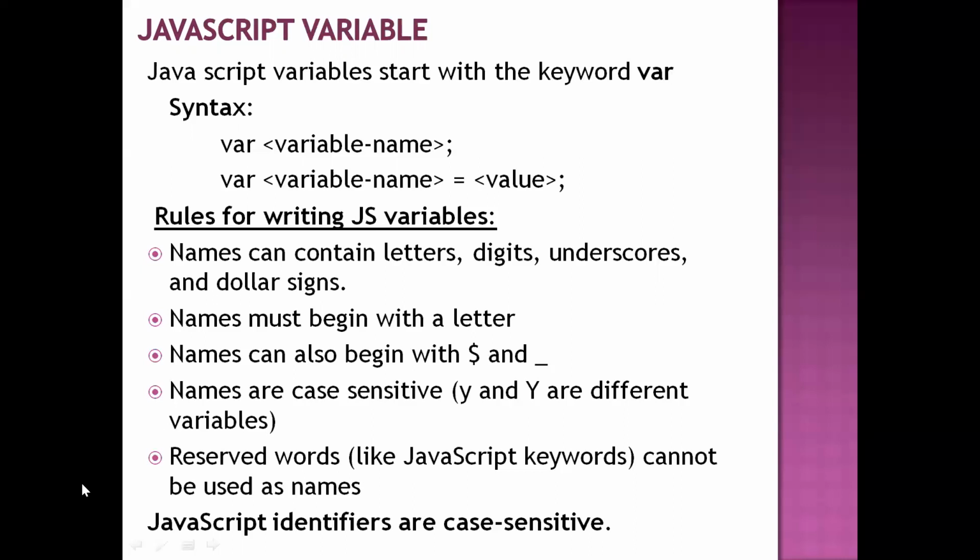Okay, and JavaScript identifiers are strictly case sensitive. Not only variables, the names of the functions, classes, and arrays are also strictly case sensitive. Now let's see how to declare a variable in JavaScript. The variable is always declared with the keyword var, followed by the name of the variable. And if you want to assign any value, you assign it by using the assignment operator.